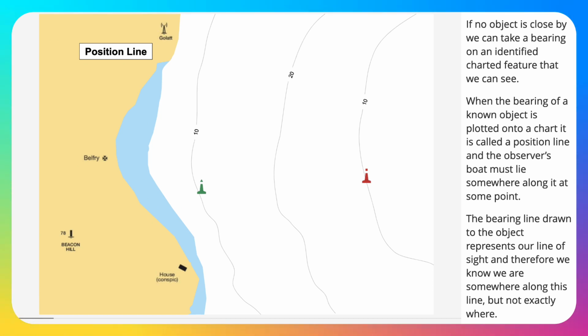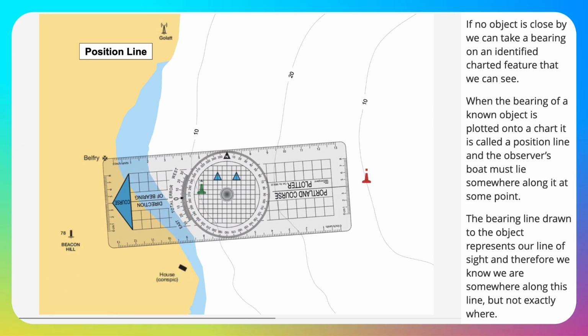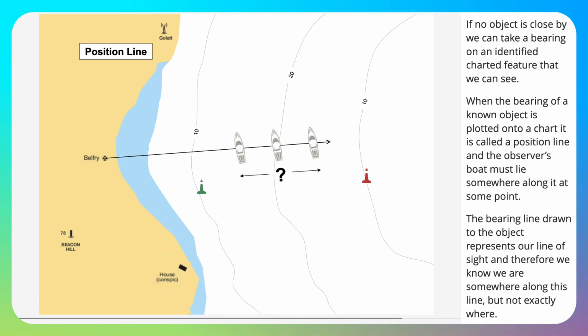If no object is close by, we can take a bearing on an identified charted feature that we can see. When the bearing of a known object is plotted onto a chart, it is called a position line, and the observer's boat must lie somewhere along it at some point. The bearing line drawn to the object represents our line of sight, and therefore we know we are somewhere along this line, but not exactly where.